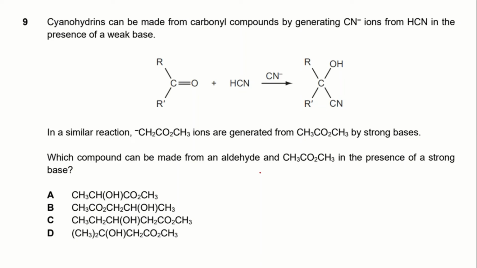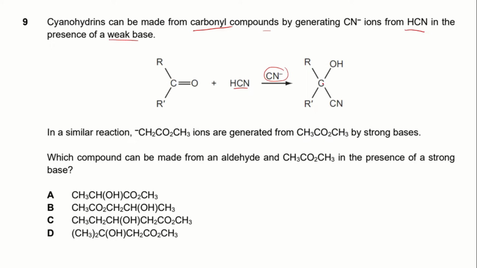This question started with giving us an example reaction where carbonyl compounds, when they react with HCN in the presence of a weak base, will form hydroxynitrile. In the presence of a weak base, HCN will actually generate cyanide ion, and then this cyanide ion will start the reaction to react with the partial positive carbon here.